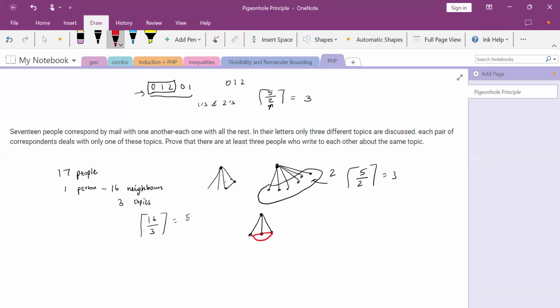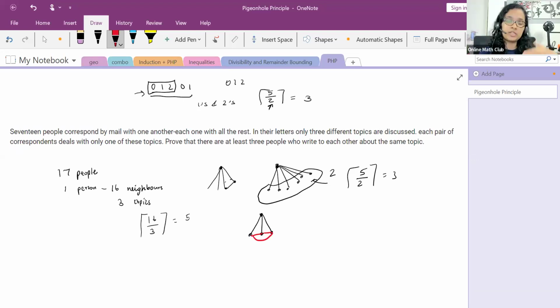Okay, first of all we divided by 3 because there were 3 choices, and then we divided by 2 because already one choice was gone, otherwise the triangle would have automatically been made. Exactly. We kept eliminating one topic at a time.